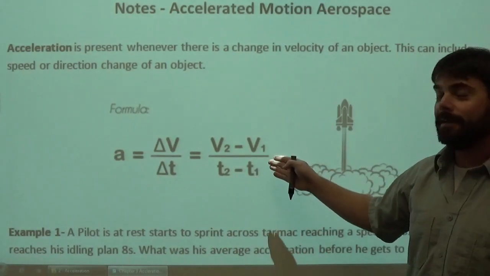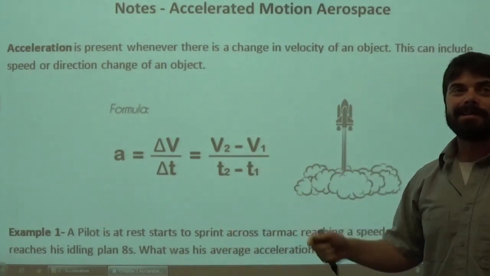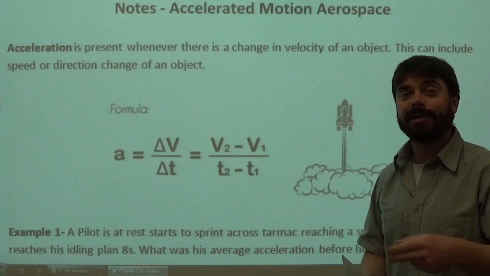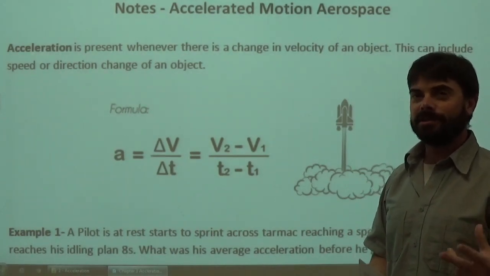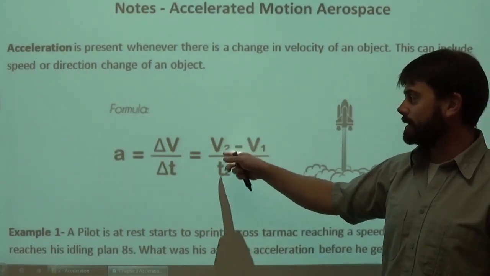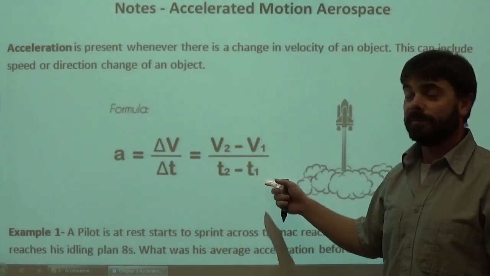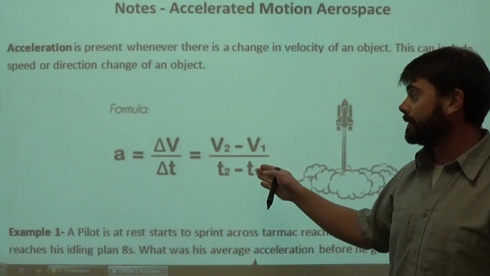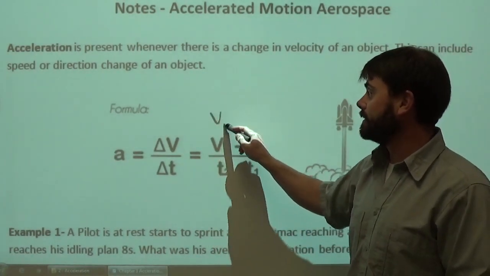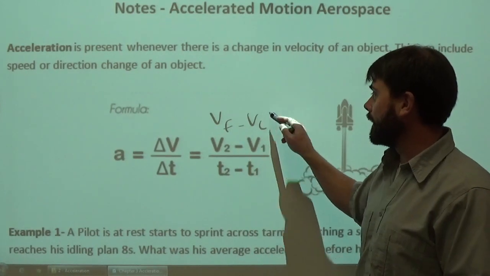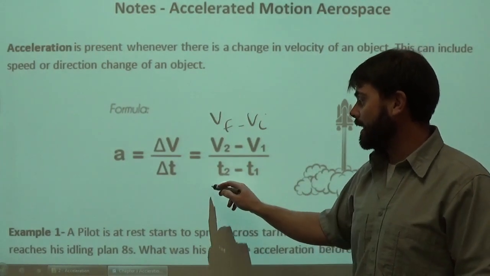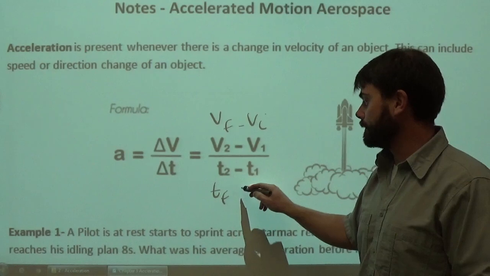To the right hand side here you can see velocity actually has two parts because we're talking about a change in velocity or a change in time. You in essence need a start and a finish velocity and a start and a finish time. These will often be referred to as velocity final and velocity initial and time final and time initial.